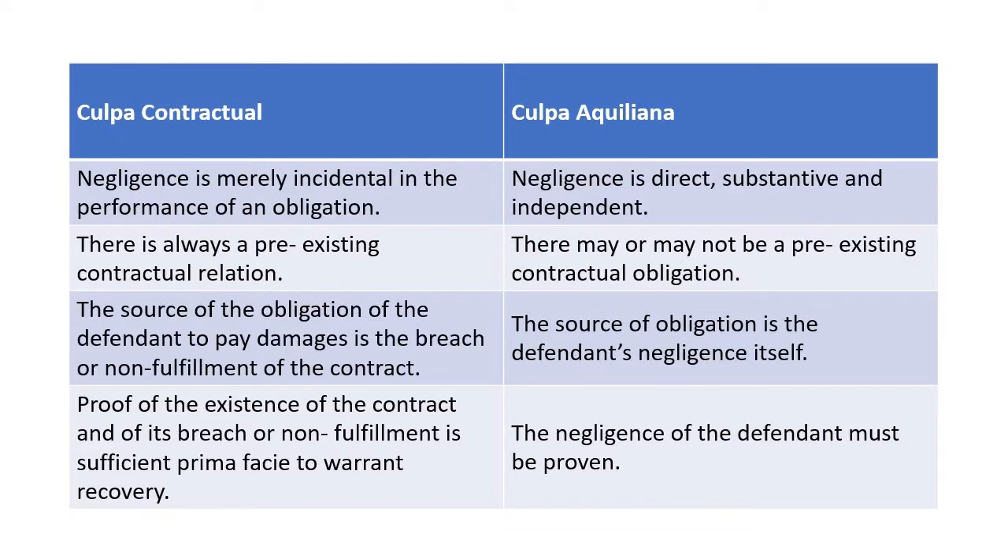Lastly, the proof of existence of the contract and of its breach or non-fulfillment is sufficient prima facie to warrant recovery in culpa contractual. Meanwhile, the negligence of the defendant must be proven in culpa aquiliana.